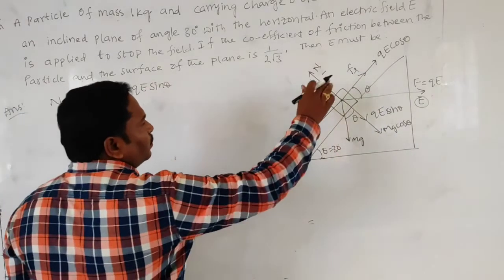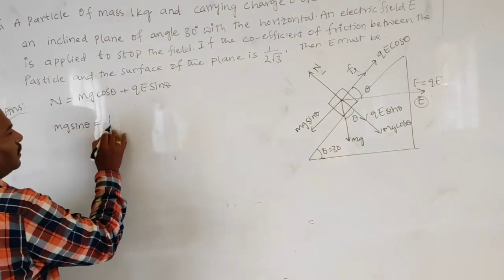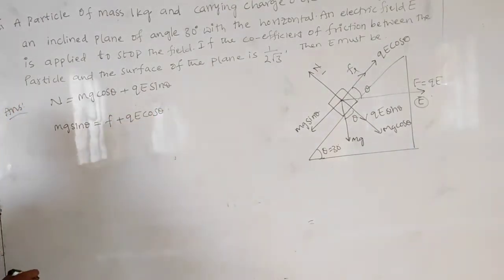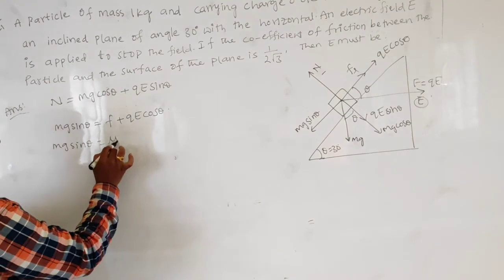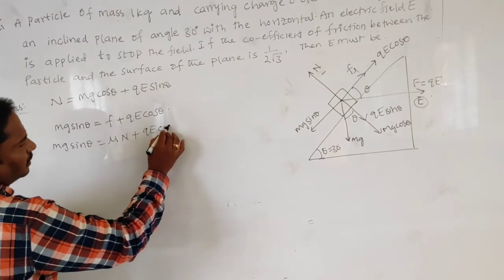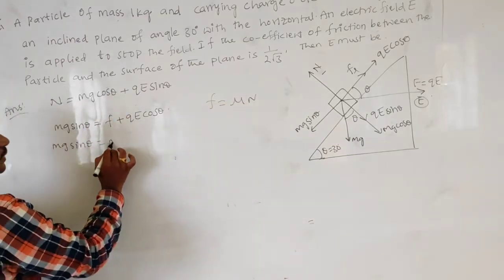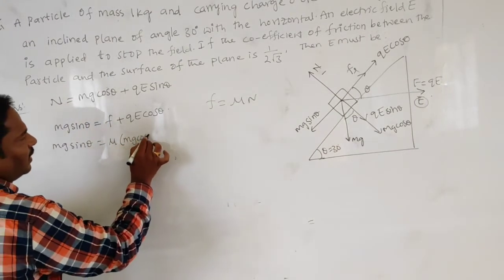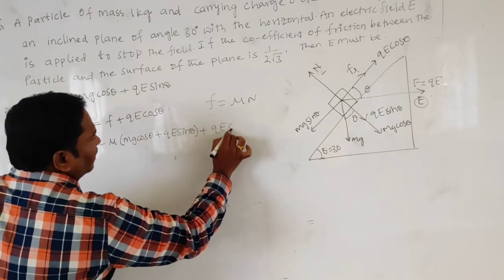So here also there is no motion. mg sin theta is equal to the frictional force plus QE cos theta. mg sin theta plus mu into N plus QE cos theta. Here F means mu into N, so mg, mu into mg cos theta plus QE sin theta, plus QE cos theta.